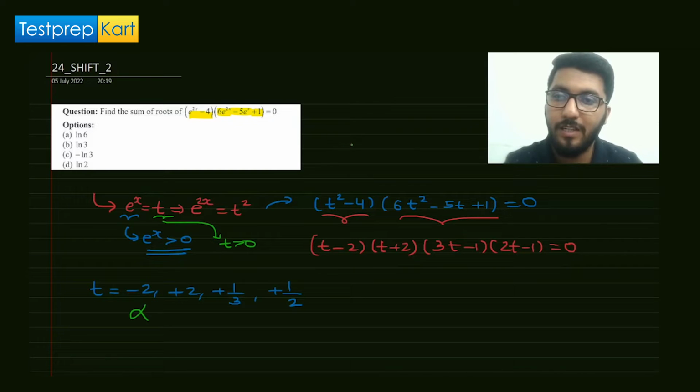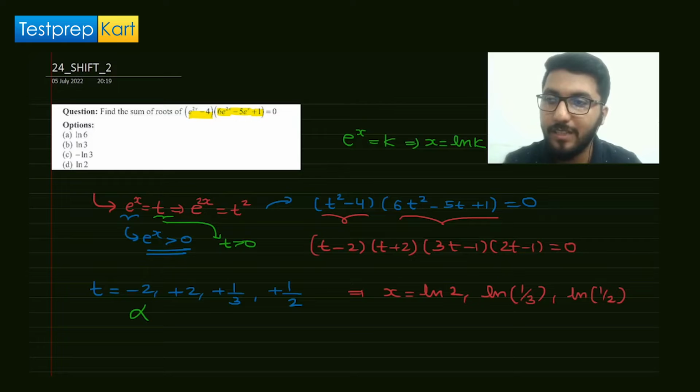Now we know one thing, that e power x, let's say, equal to k. That implies on applying the ln on both sides, I will get x equal to ln k. So if e power x equal to t, I will have x equal to ln 2, then ln 1 by 3, then ln 1 by 2. Now what they're asking is the sum of roots. So we will have the sum to be ln 2 plus ln 1 by 3 plus ln 1 by 2.